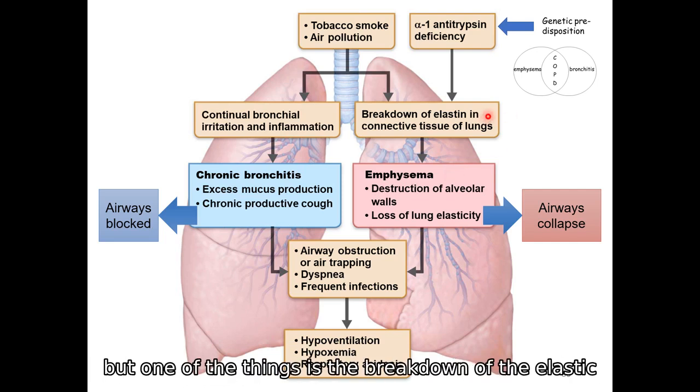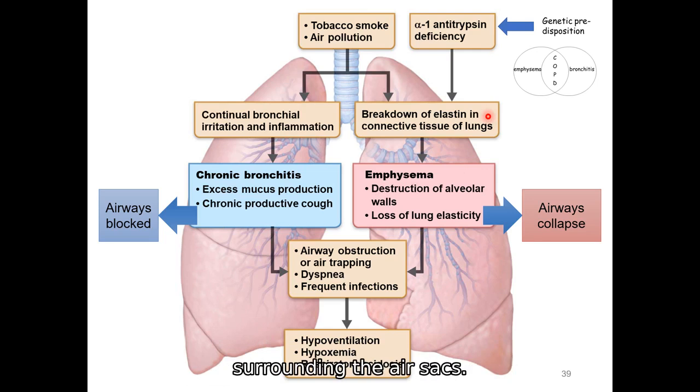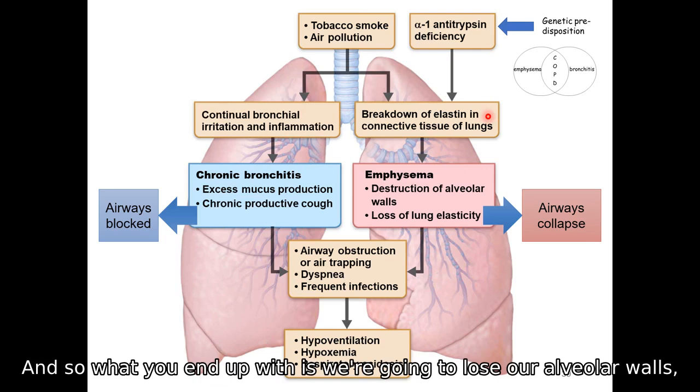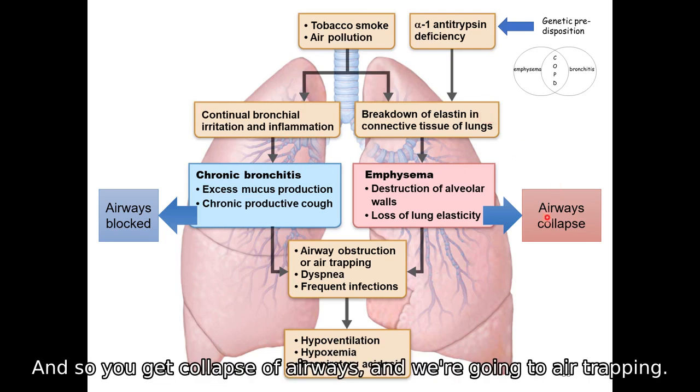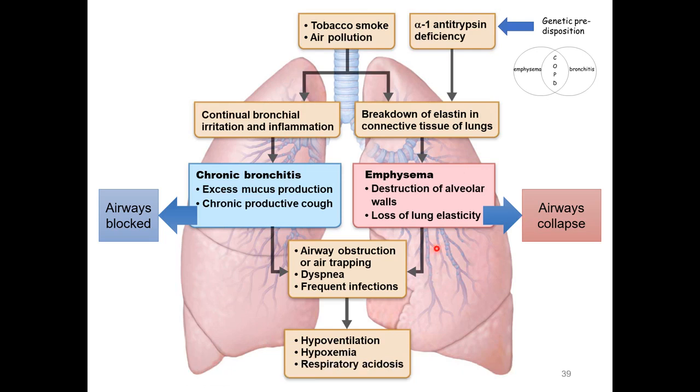Emphysema, we're going to get a combination of things, but one of them is the breakdown of the elastic surrounding the air sacs. And so what you end up with is we're going to lose our alveolar walls, and then you also get collapse of airways. And so you get collapse of airways, and we're going to get air trapping, and I'm going to show you a picture in a second.